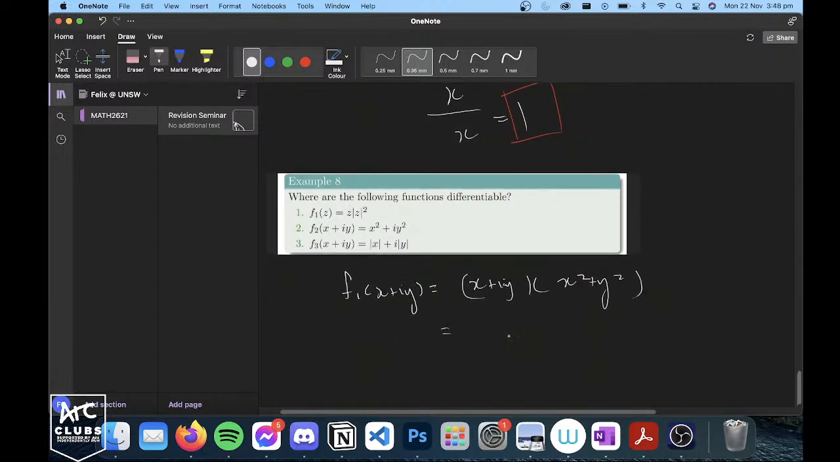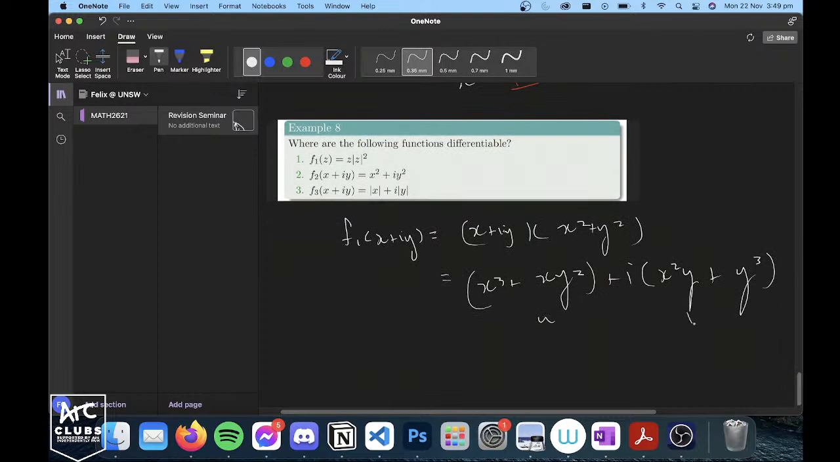And this will be equal to x cubed plus xy squared. Sorry, just closing my room door. X cubed plus xy squared, plus the imaginary part, which is y times x squared plus y squared. So x squared y plus y cubed. So that's your u and that's your v.